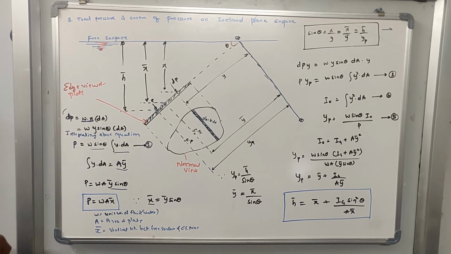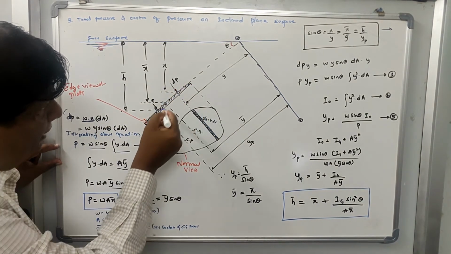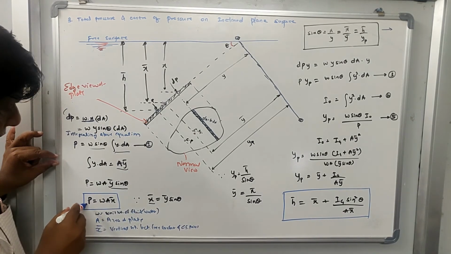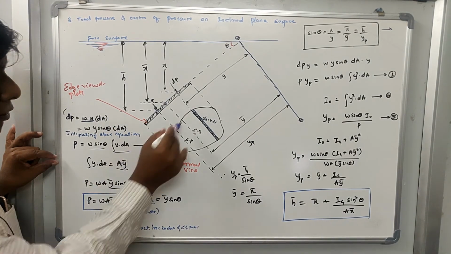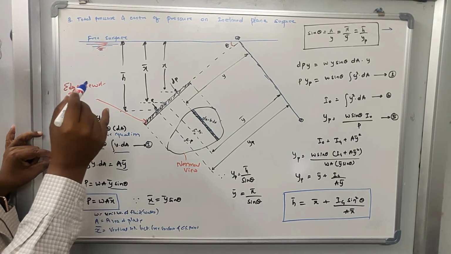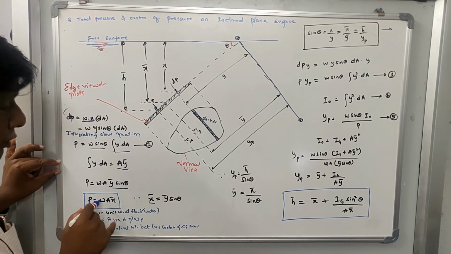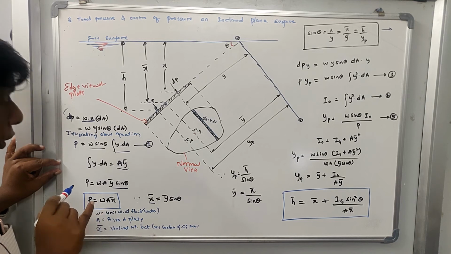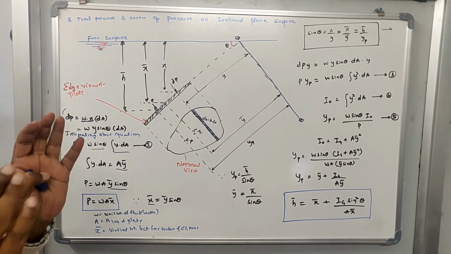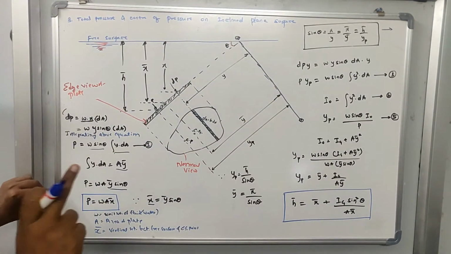Whether it is immersed in the inclined direction or in the vertical direction, in this case we have immersed the plate in the inclined direction. The total force acting on this inclined plate is W A x bar. Similarly, in the previous case we immersed the plate in the vertical direction, and there also we got the same value, P is equal to W A x bar. The only difference is the CP point. That is the next very important point.